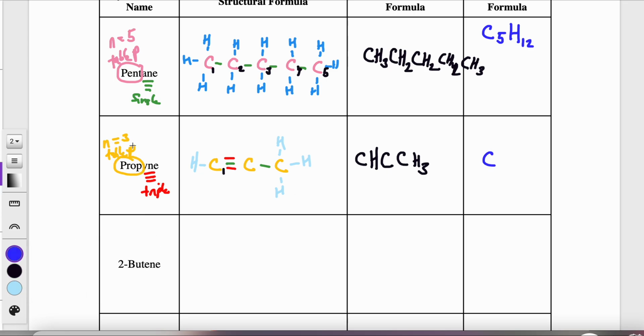So prop means 3, so N is 3. And the ane means 2N minus 2, so 2 times 3 minus 2, 6 minus 2 means I have 4 H's if I use the formula. And if I actually go and count what I drew, 1, 2, 3, 4.